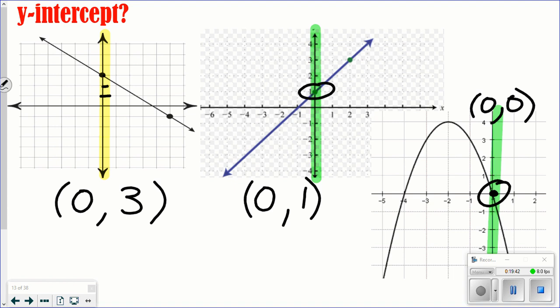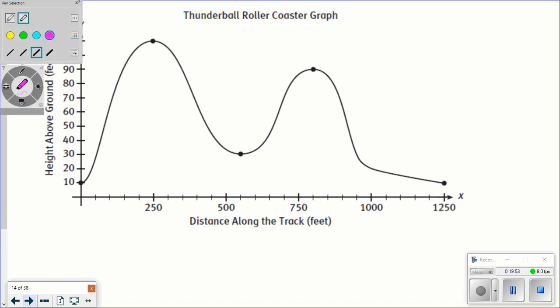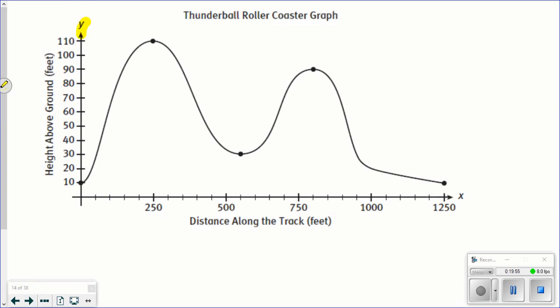Okay, that's your y-intercepts. So if we were looking at a roller coaster graph, hopefully you still have that page open in front of you. Okay, here's my y-axis right here. This is the point right here where I touch or cross that y-axis, so that's my y-intercept. And if I was to write it, my y-intercept would be 0, 10.